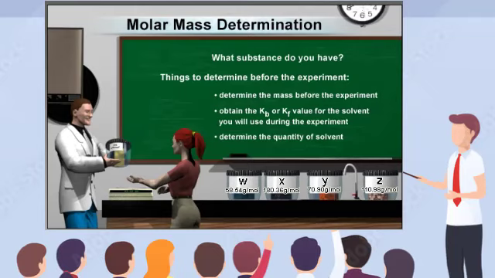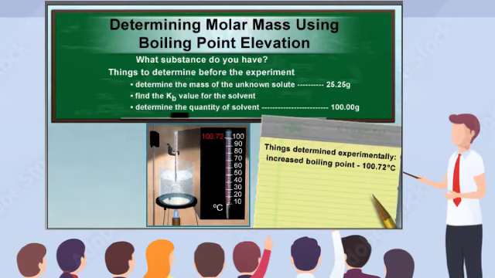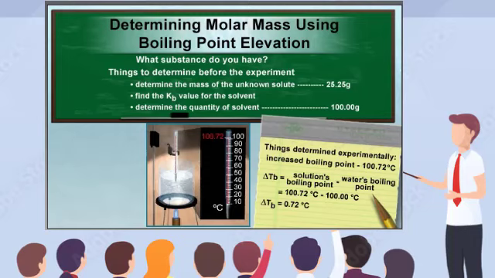Now perform an experiment to measure a colligative property that will allow you to determine the molar mass of the unknown substance. In this experiment, 25.25 grams of the unknown solute is placed into 100 grams of water. Heating the solution reveals that the boiling point is 100.72 degrees Celsius. Subtracting the solution's elevated boiling point from the boiling point of pure water gives the change in boiling point. Delta TB equals 0.72 degrees.